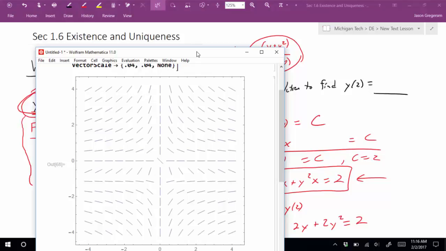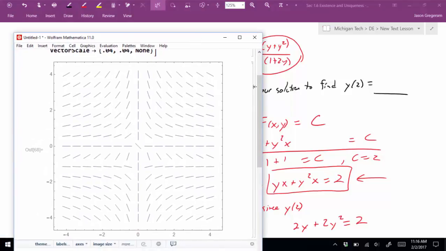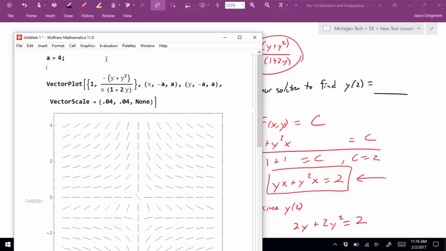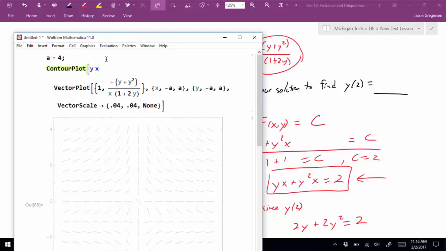Now I want to see if my solution matches it, so I want to plot my solution. My solution is y times x plus y squared x equals 2. Can I just plot that? I can't use Plot because Plot expects me to put in a function, and I don't have a function here. So instead I have to use ContourPlot. When I use ContourPlot, I can just type in that equation directly: yx plus y squared x double equals 2. Plot that over the same range.